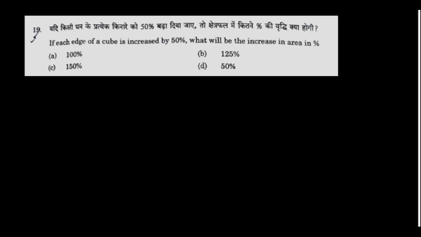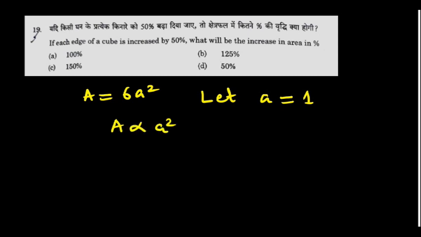If each edge of a cube is increased by 50%, what will be the increase in percentage of the area? You know, what is the area of a cube? That is 6 sides are there, so 6a square. So what we will do, we will consider initially a equal to 1. So area is directly proportional to a square. What do we get? Area is directly proportional to 1 square, so area is directly proportional to 1.